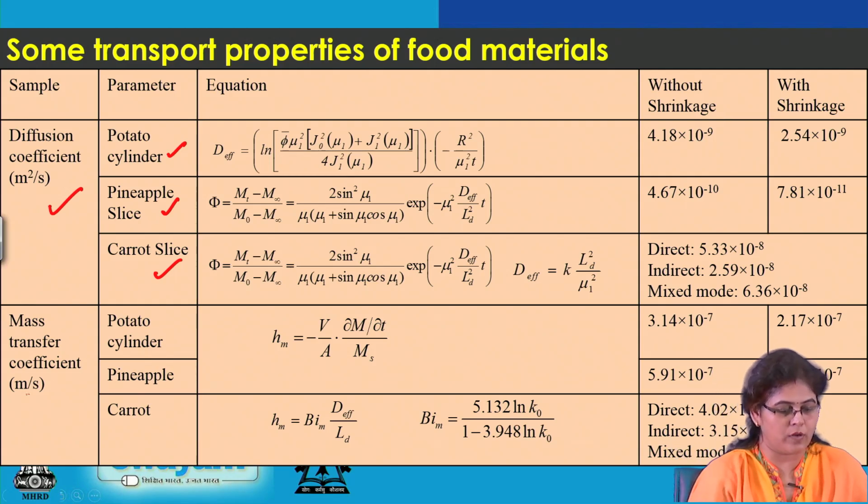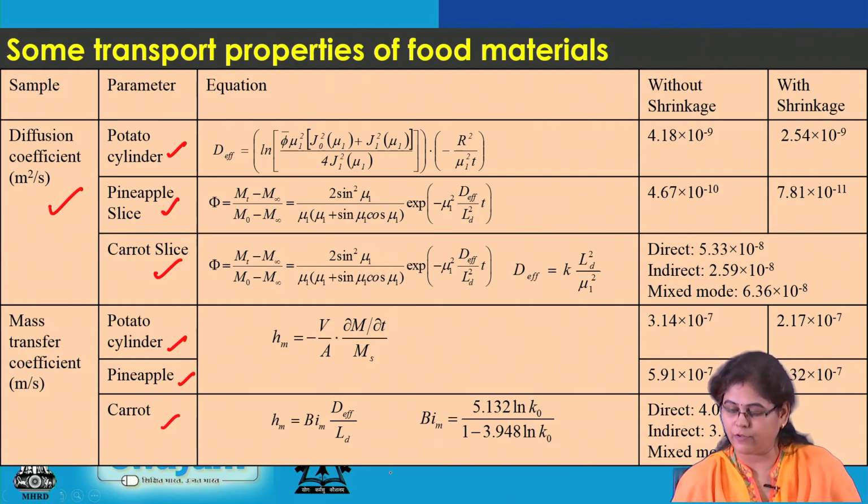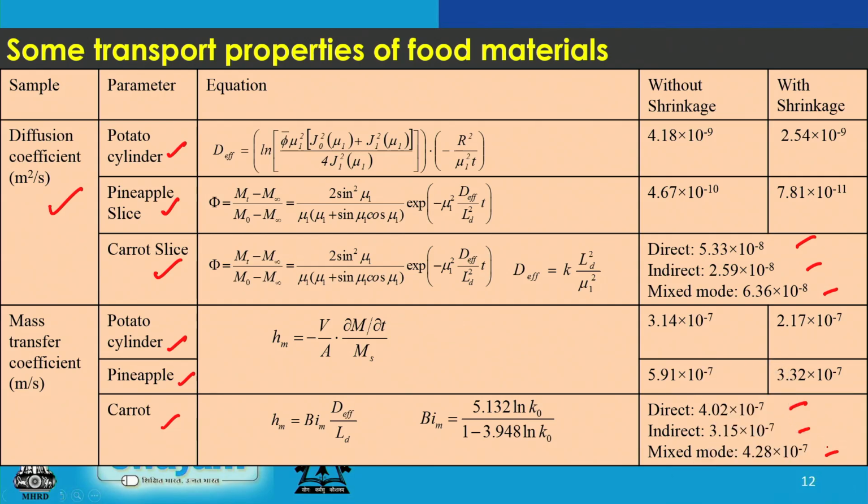Similarly, mass transfer coefficients for potato cylinder, pineapples and carrots were also calculated, and the values are reported for direct, indirect and mixed mode solar dryers.